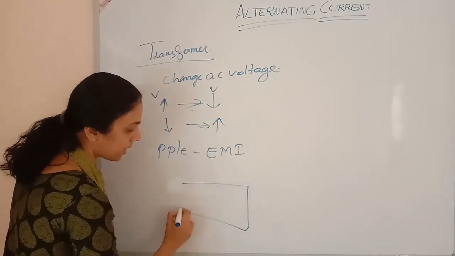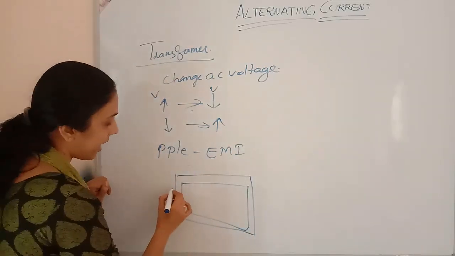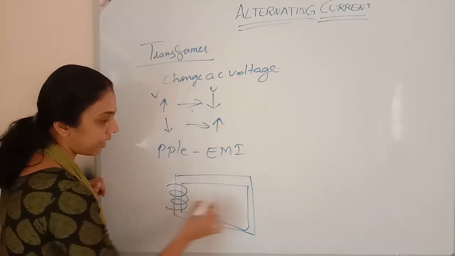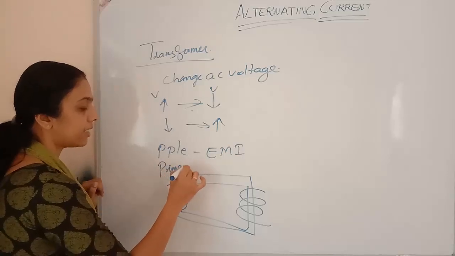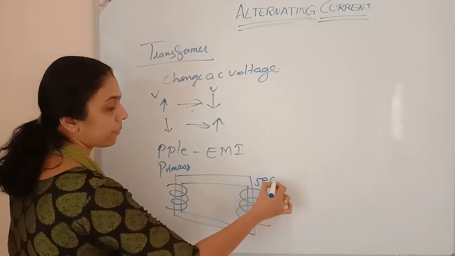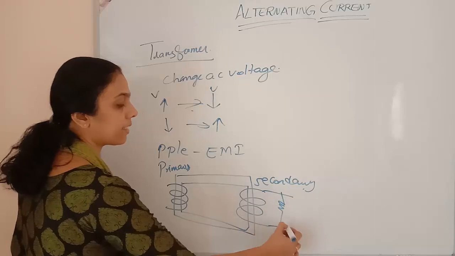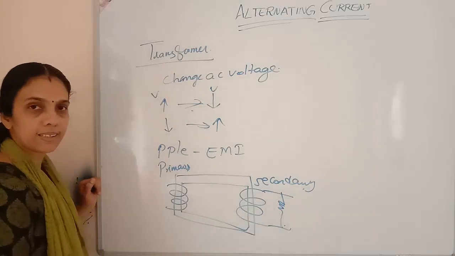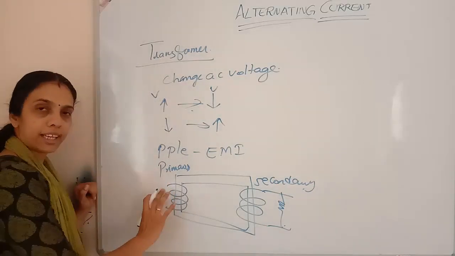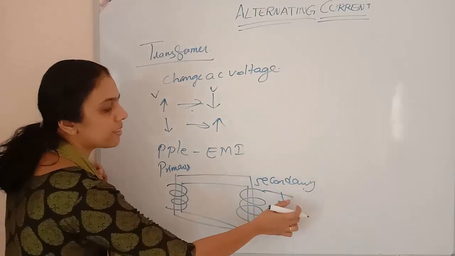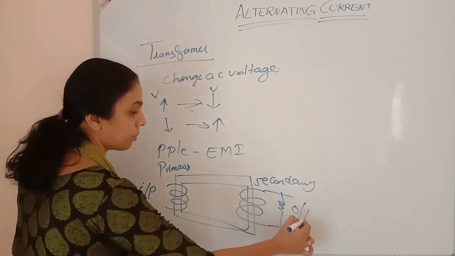A transformer has a rectangular laminated sheet, and on both sides we can see two sets of coils. One is called the primary coil and the other is the secondary coil. If we connect a resistor across the secondary, we can take the output through it. So the AC voltage is applied to the primary circuit, and from the secondary circuit we get the output. This is the input, and this is the output.